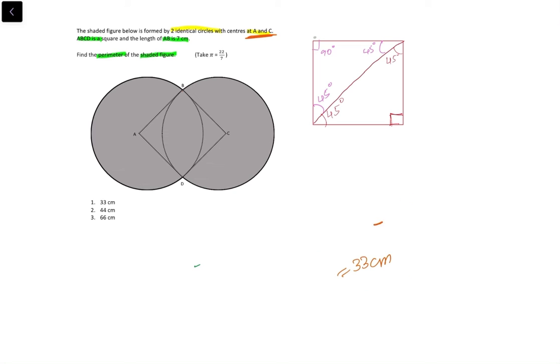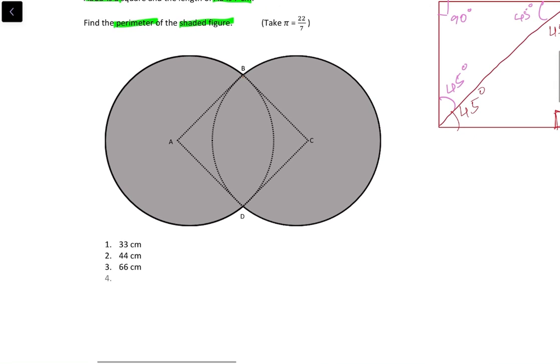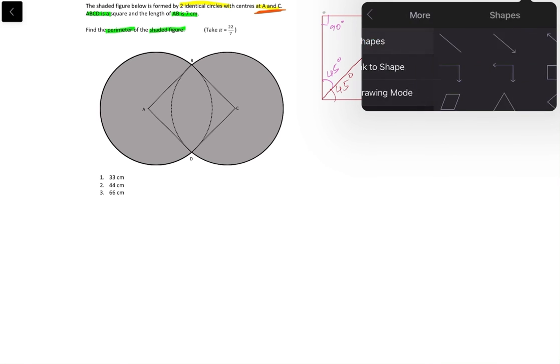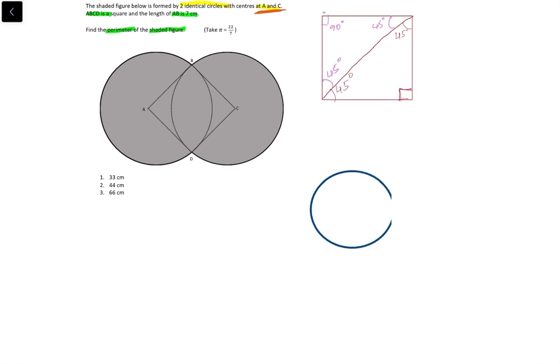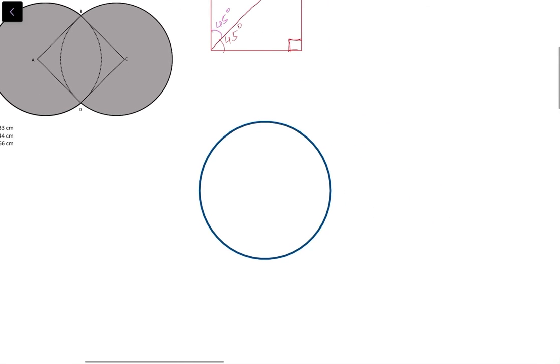When any question asks to find the perimeter of a figure, we are talking about the outer length, and not any length which is inside the figure. So for example over here, if I draw one circle, what is the perimeter? The perimeter would be just the length of the blue ring, or 2 pi r.